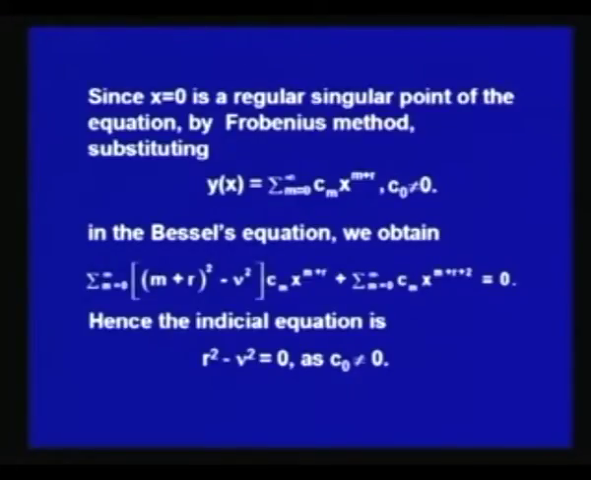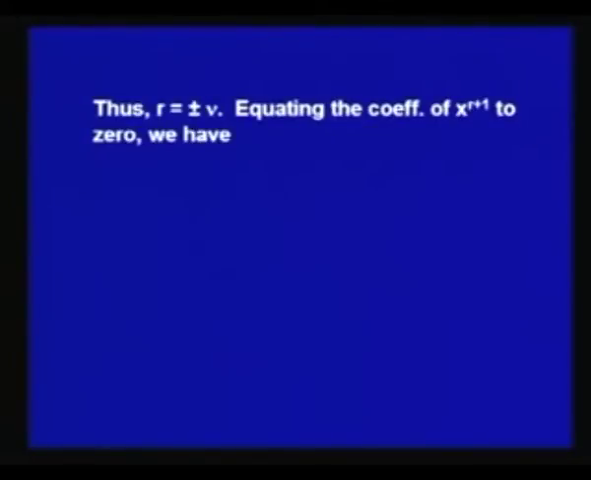Now, this equation is an identity, therefore, the coefficients of various powers of x can be equated to 0. When we equate to 0 the coefficient of the least power of x in it, that is, the coefficient of x to the power r, we get the indicial equation. The indicial equation is therefore given by r square minus nu square equal to 0 as C naught is not equal to 0, and this gives us the roots of the indicial equation as r equal to plus minus nu.